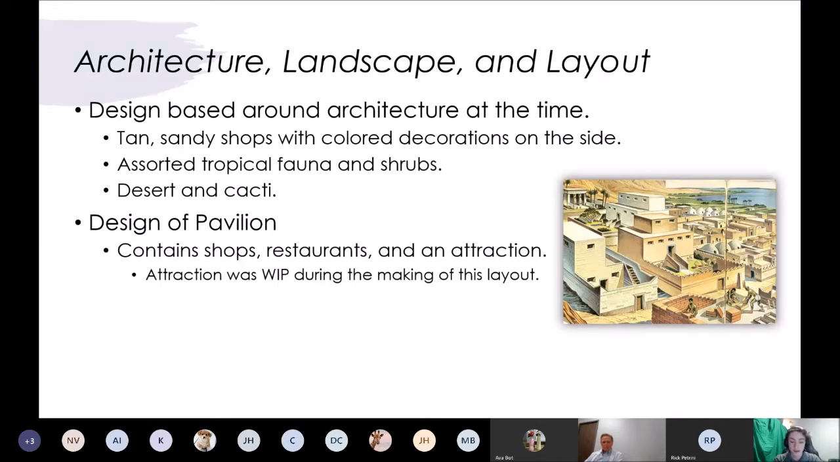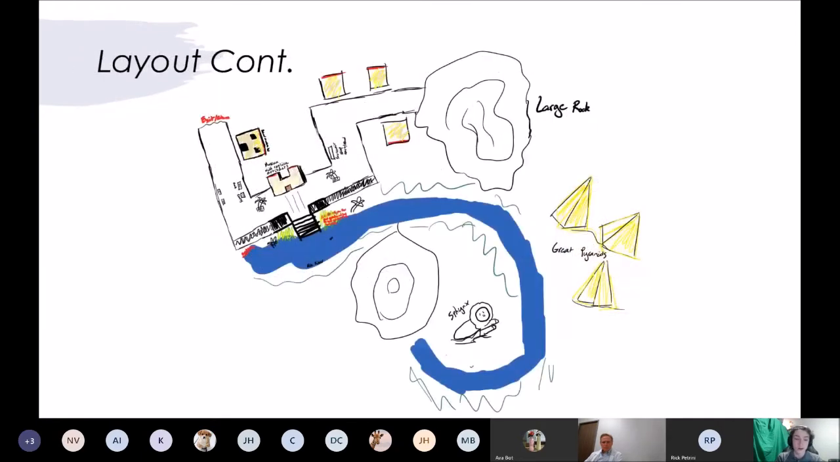The pavilion I designed contains multiple different shops, restaurants, buildings, a museum, and an attraction or ride. This is the pavilion I created. There's a museum in the middle with snack booths on both of the sides of the museum. There are also other shop booths along with the snack booths. There's a restaurant to the left of the drawing, and you can see at the bottom there is an attraction which consists of a river or a boat ride.